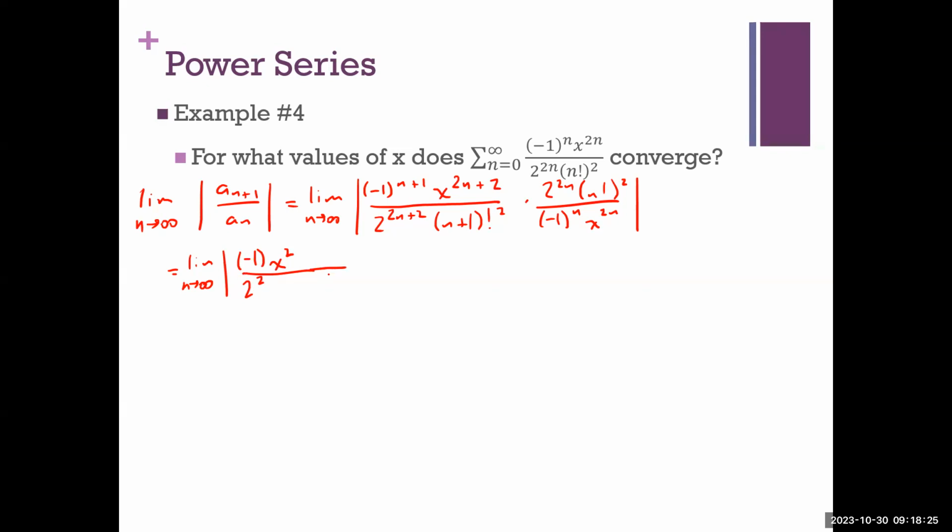In the numerator. And what about the factorials? And then we have n plus 1 squared, because we cancel out the factorial of n. Does that account for everything? I believe it does. Okay, so we got rid of a lot of stuff. Anything else?